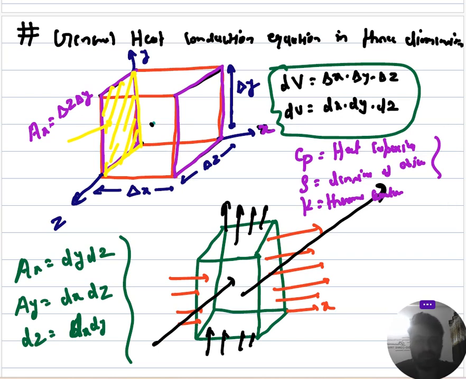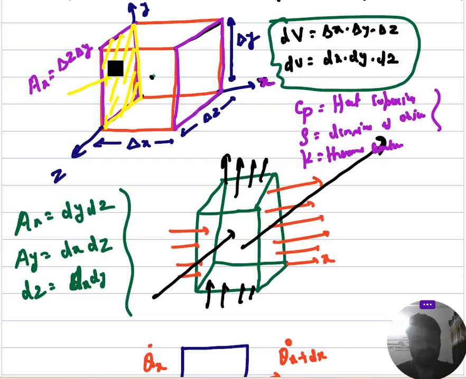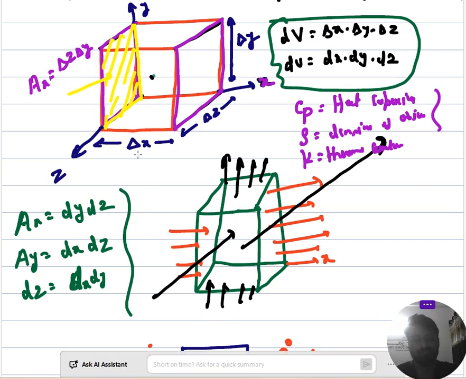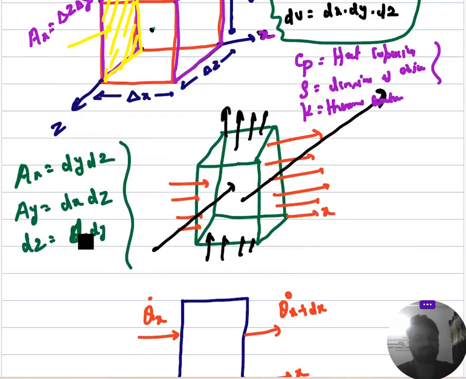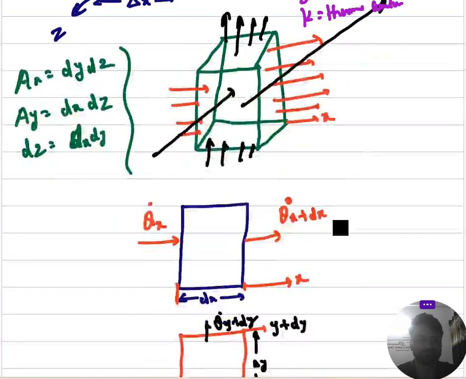So here I have assumed a cubical shaped solid having sides of length delta x, delta y, and delta z. So the differential volume is delta x, delta y, and delta z. Along the x direction, if heat transfer is taking place, this one will be the cross sectional area, the yellow thing that you can see, and its value will be delta y and delta z. Again, heat transfer along the y direction and along the z direction has respective cross sectional areas equal to dx dz and dx dy.